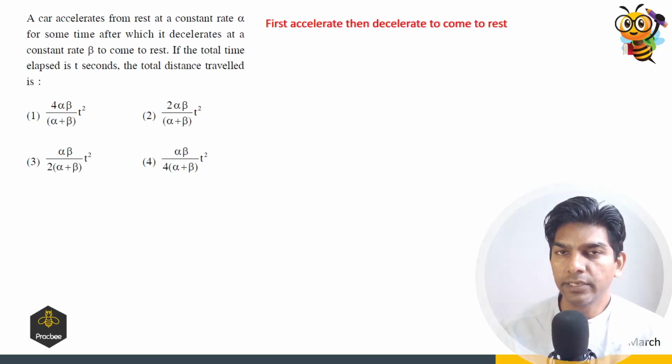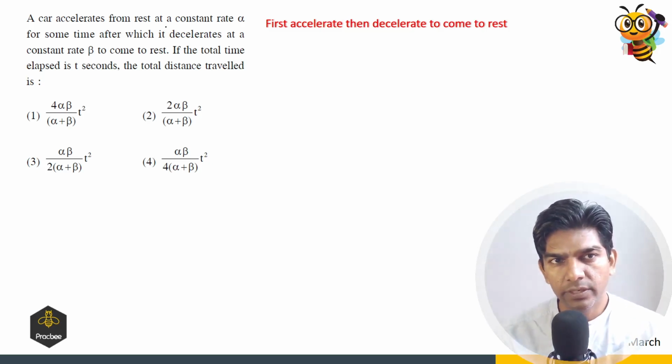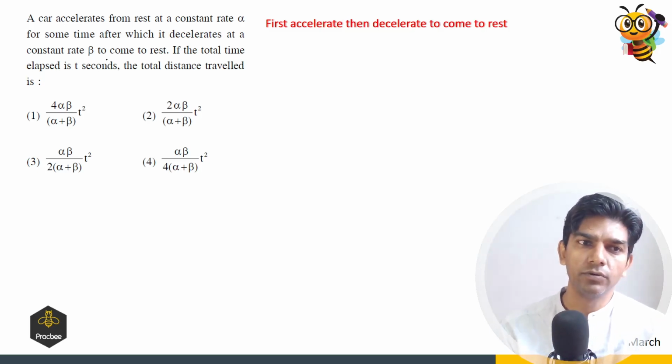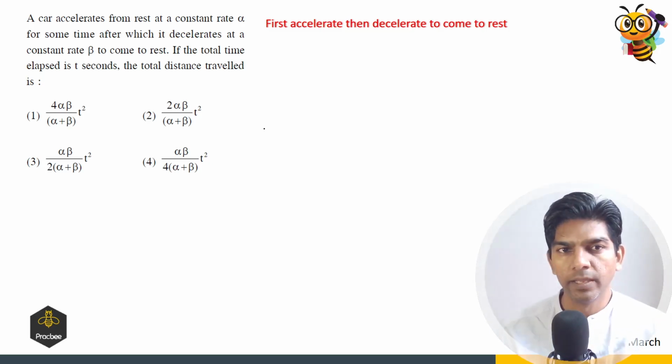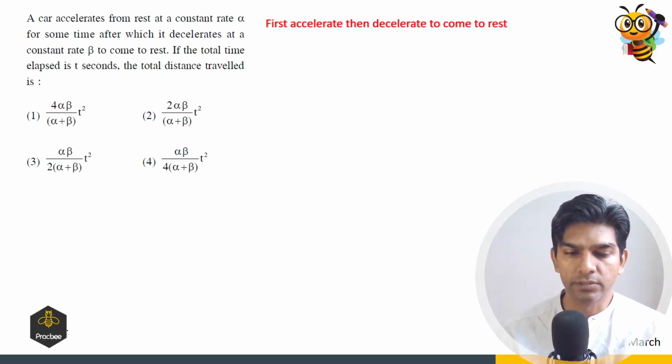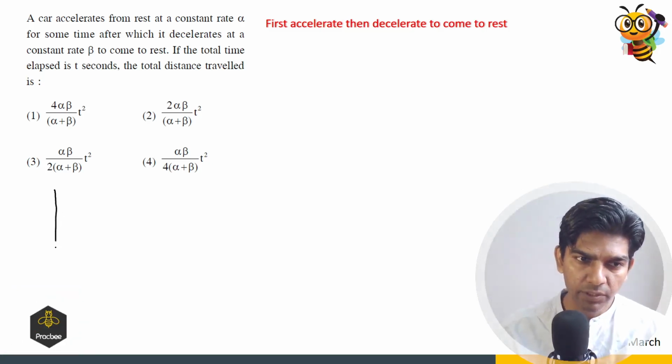Now let us see the next problem type, where the particle first accelerates and then decelerates to come to rest. A car accelerates from rest at a constant rate alpha for some time, after which it decelerates at a constant rate beta to come to rest. If the total time elapsed is t seconds, the total distance traveled is, so we have to find the total distance. So let me first draw the velocity time graph in such questions.